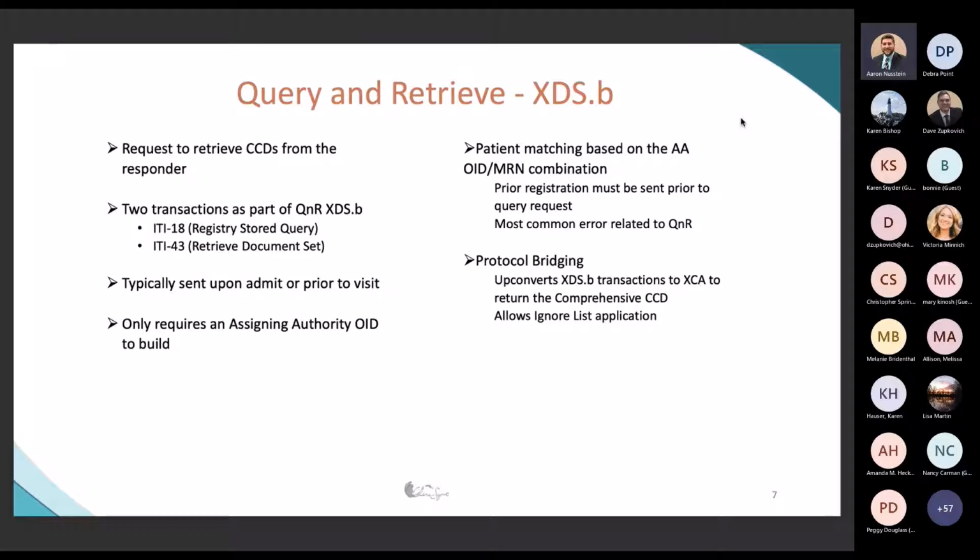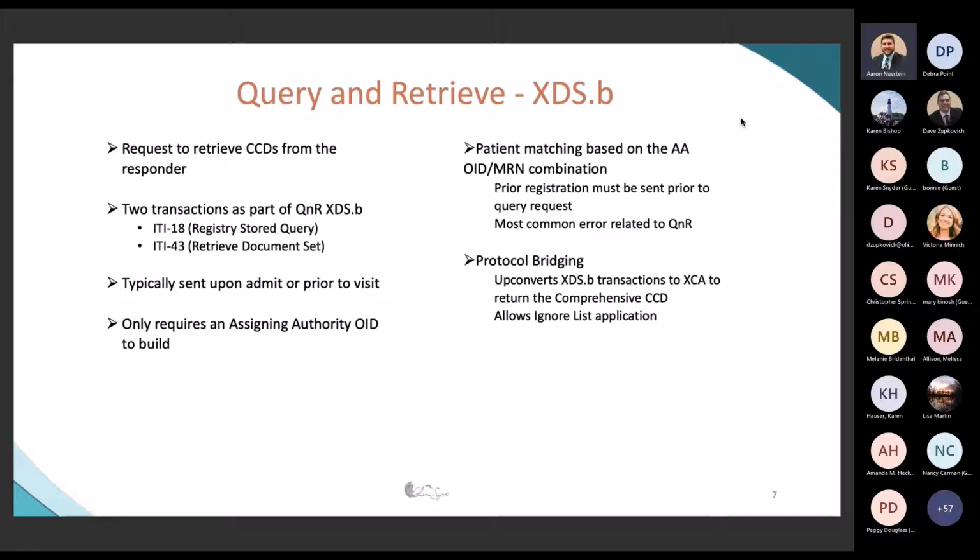So like I said before, with XDSB and this type of query, OIDs are very important, so we need to make sure that those are all lined up. And protocol bridging, I wanted to just briefly touch on that. Essentially, it just upconverts your XDSB transactions to XCA, and that allows you to return our comprehensive document through XDSB.